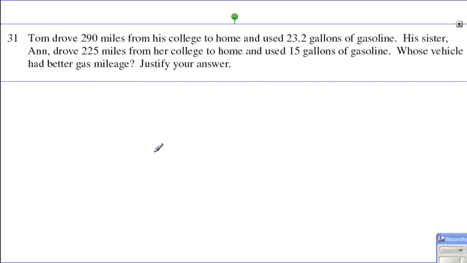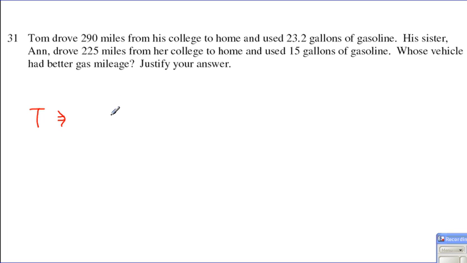Number 31. Tom drove 290 miles from his college to his home. Used this much gallons of gasoline. Now, whose vehicle is better gas mileage? Let's try to find out the miles per gallon, the rate. That means in case of Tom, we get to realize 290 over 23.2. Now we're going to calculate that very soon.